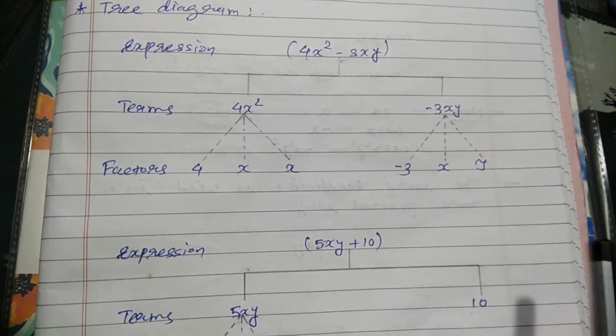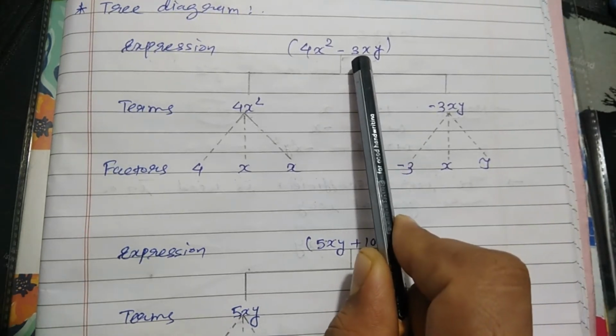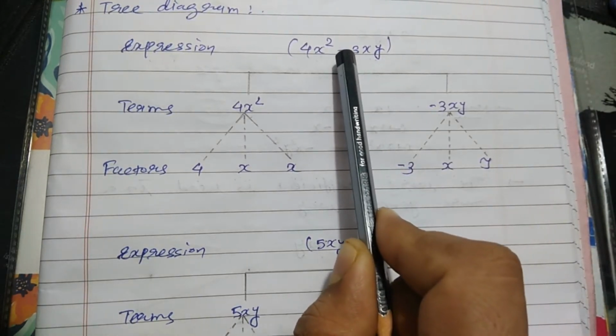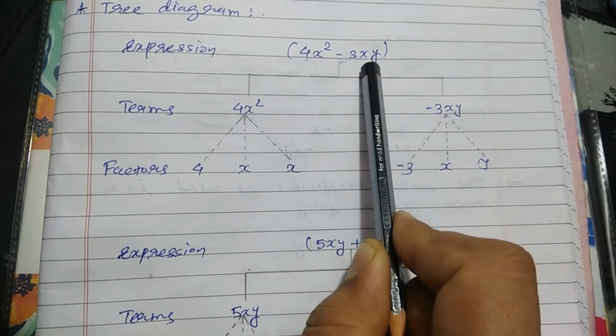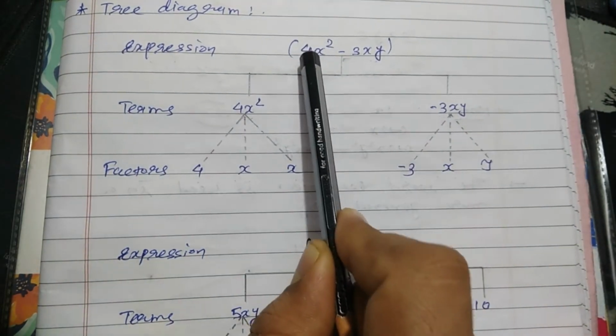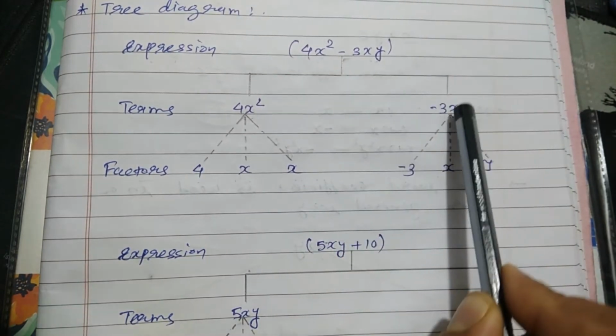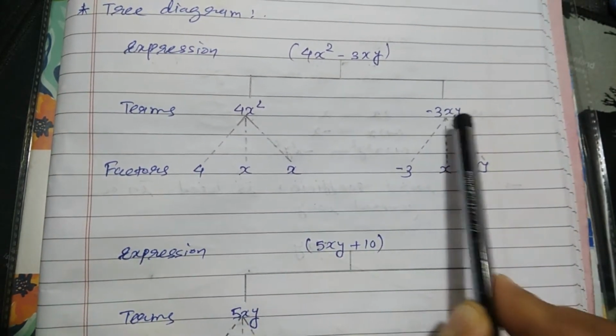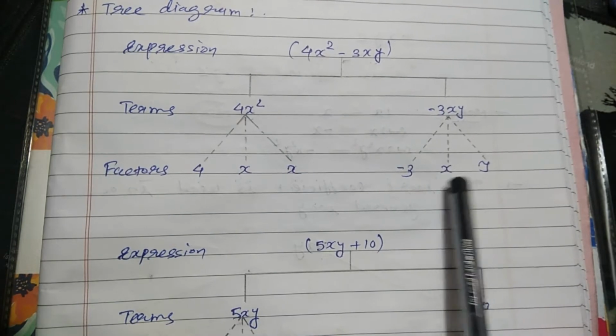Keep in mind again that if subtraction is there, you have to take the whole term with its sign. As we usually say, 4x square is added to minus 3xy. So here we have taken the term minus 3xy. Its factors are minus 3, x and y.